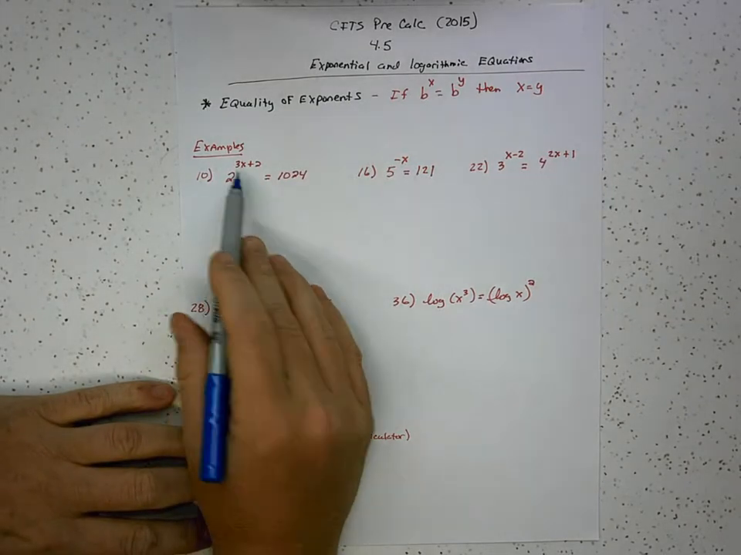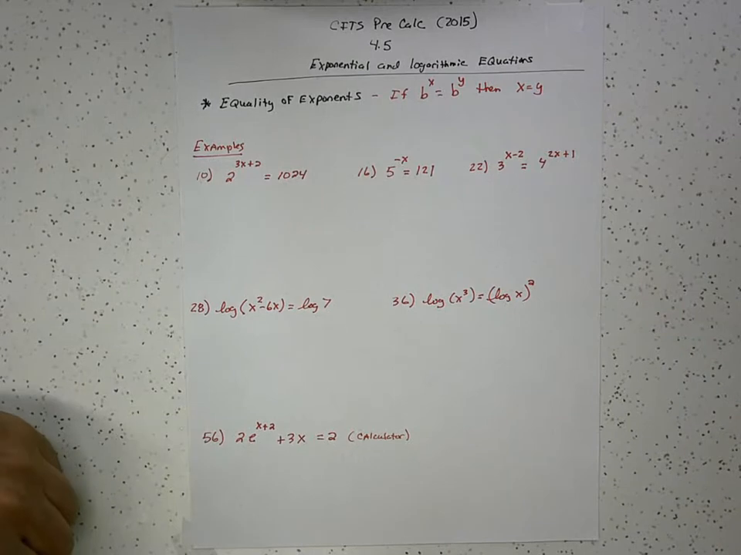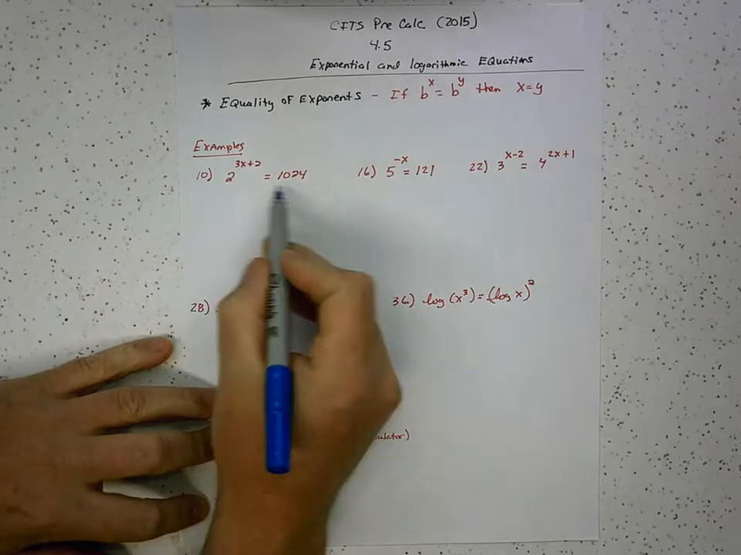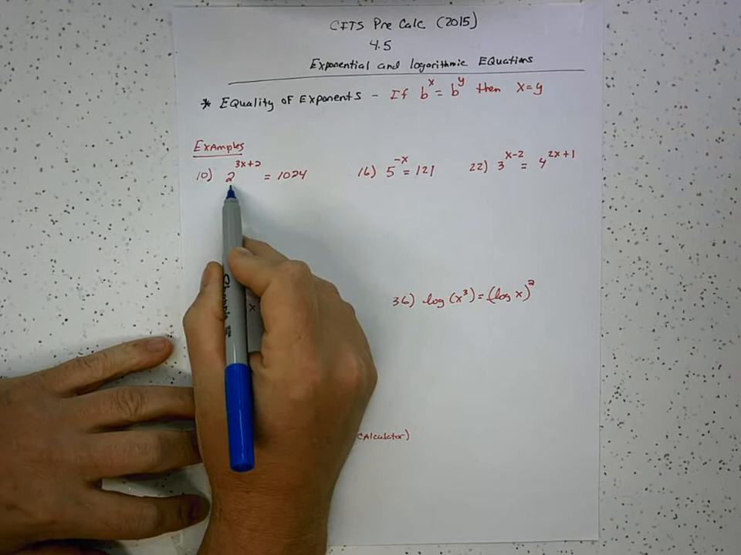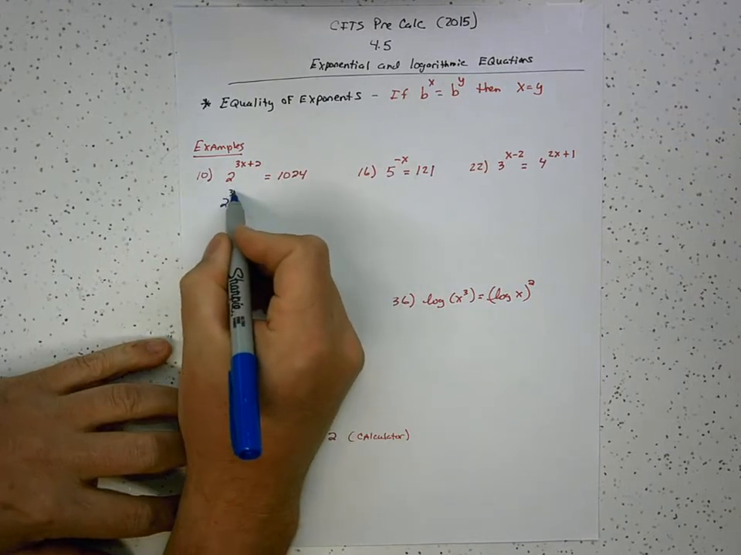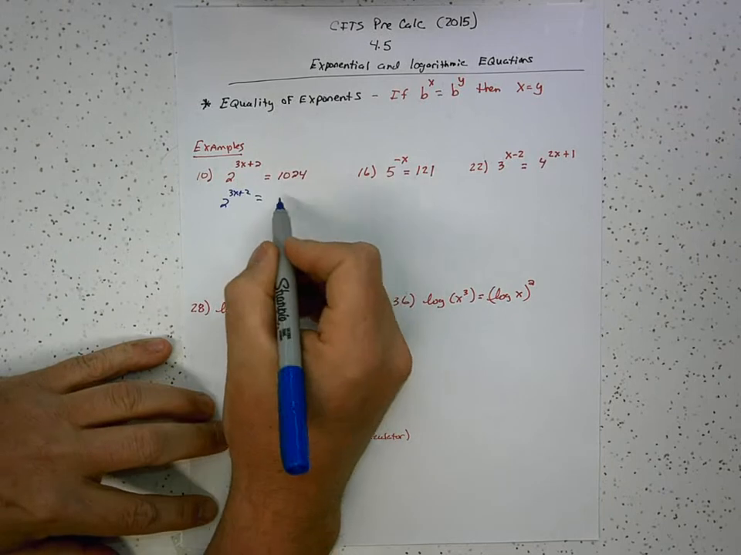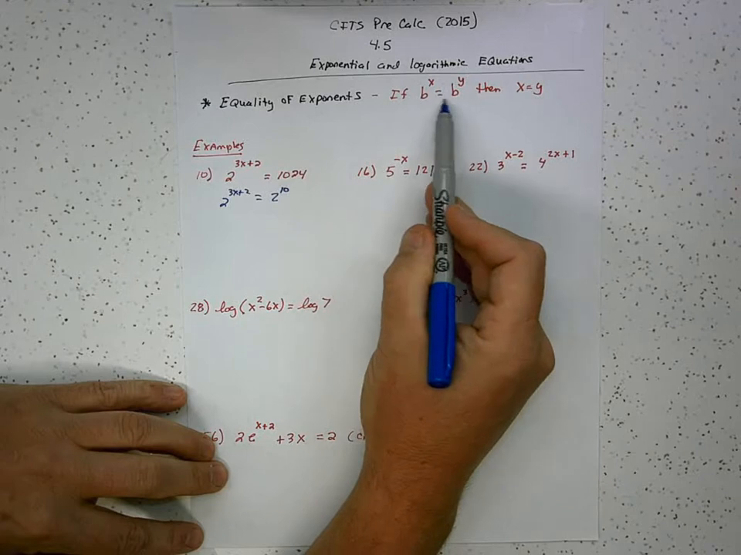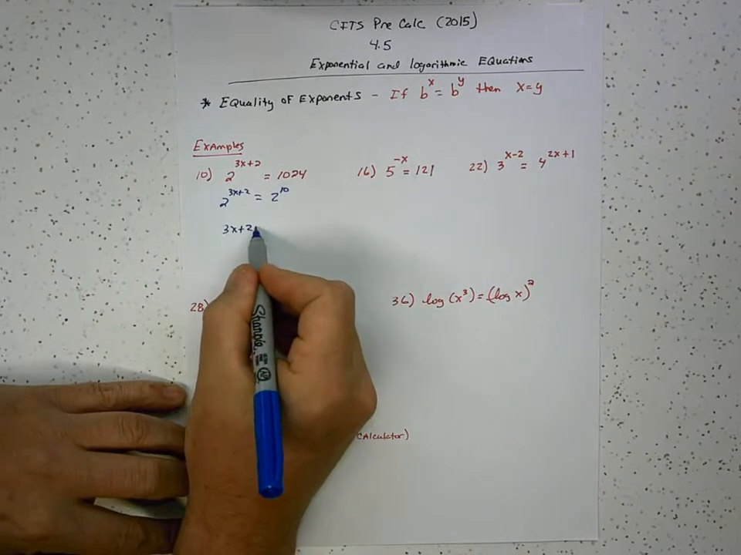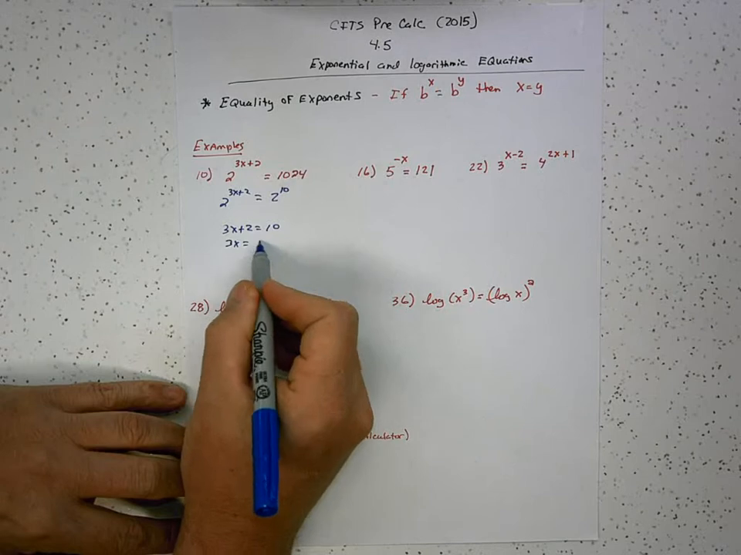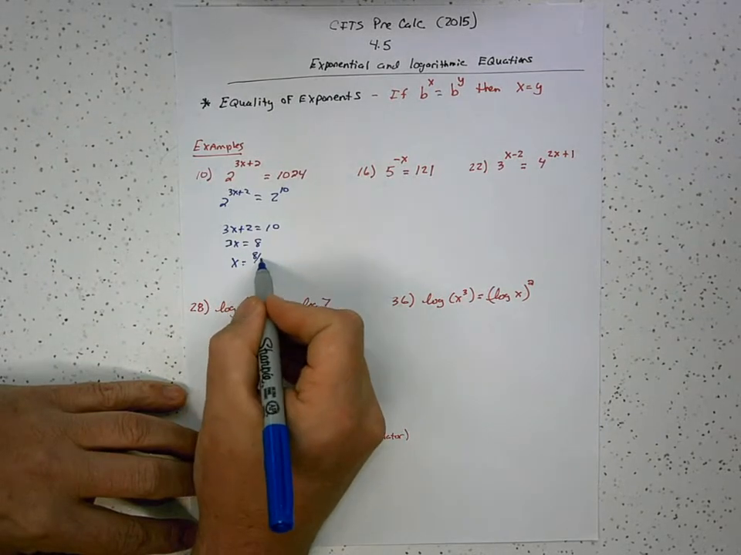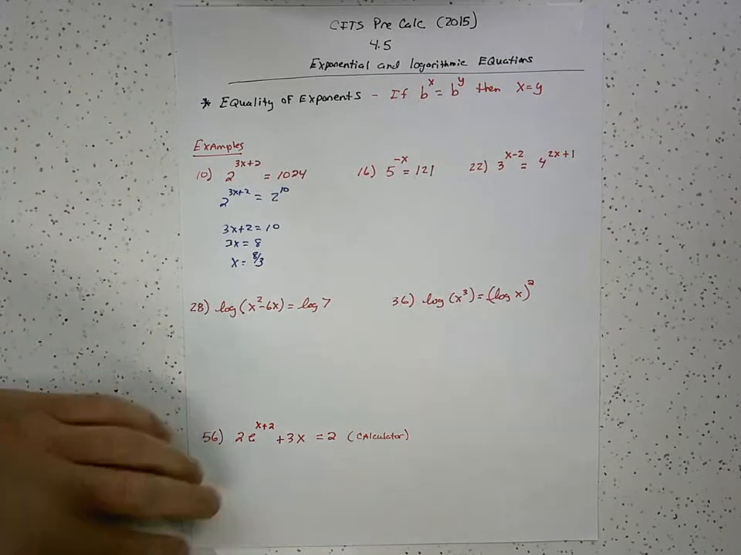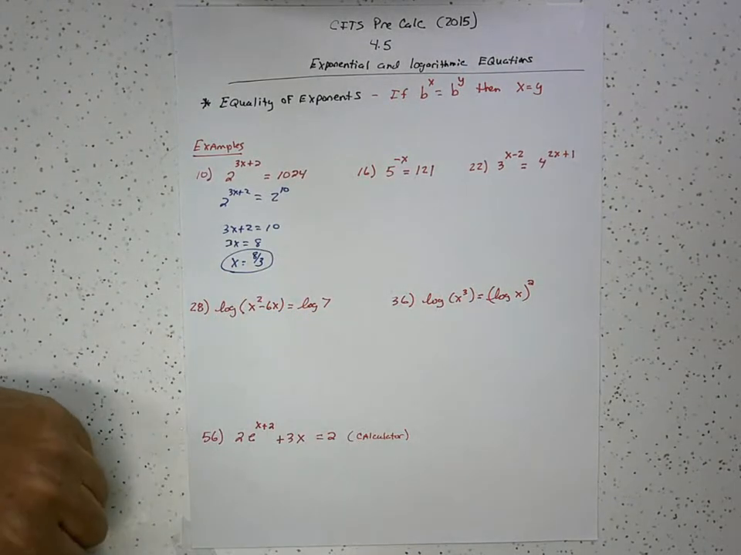Now, first thing I have here is 2 to the 3x plus 2 equals 1024. They want us to use like bases. The directions in the book want us to use a like base. So I need to get 1024 into a base of 2. Well, 1024 is 2 to the 10th. Now, using the equality of exponents, I can set the exponents, 3x plus 2, equal to 10. I can solve it out, and I now know the value of x. So it's basically that straightforward.